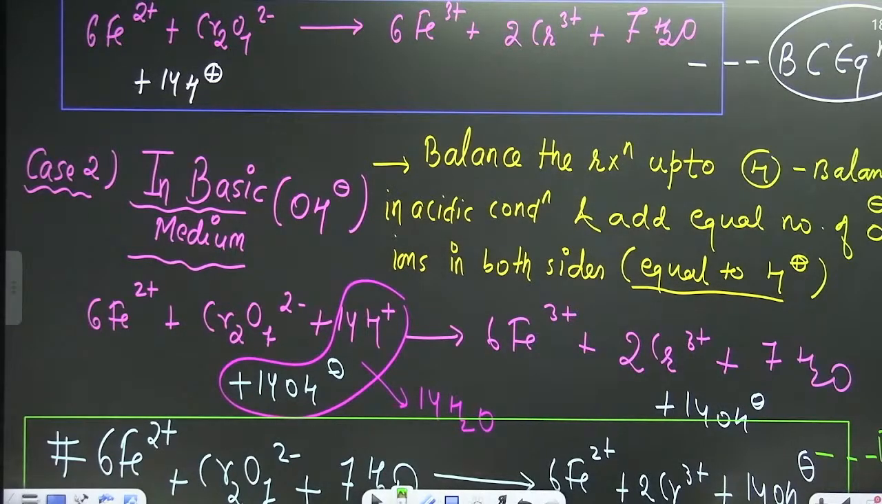All the processes will be similar, whatever kind of process we are picking, let it be ion electron method or half reaction method, or let it be oxidation number method or n factor method. Some of the points will be the same, that is balancing of oxygen and hydrogen. But until then, everything has to be done by our end. This is how we do it. This is what we do in basic condition.